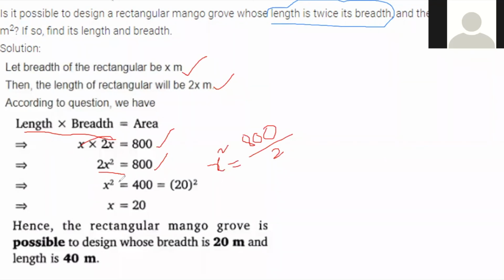You can do it like this also. x square is equal to 400. x is equal to square root of 400. If you transpose the square to the other side, it becomes a root. The square root of 400 is 20. You can express it as 20 square also, and the square cancels. Therefore, breadth is 20 meters, length is 40 meters.